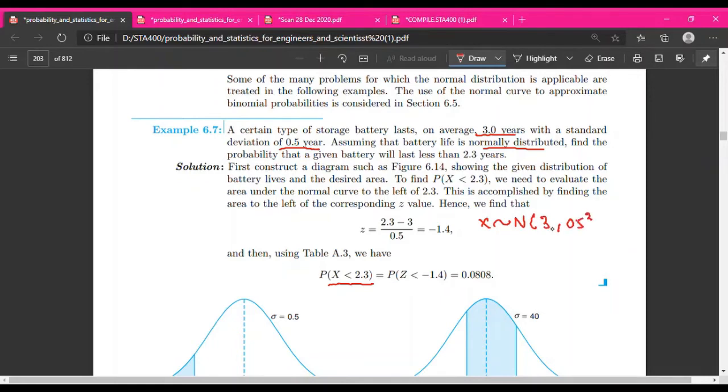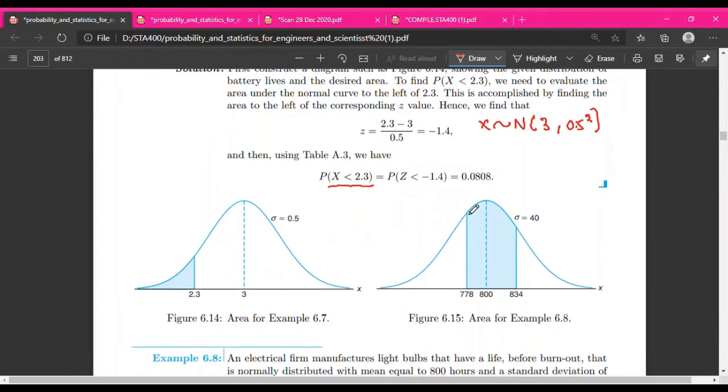Okay, it's normally distributed. So X is normally distributed with mean 3 and standard deviation 0.5. But here we write the variance, so 0.5 squared. Alright, so first of all, we need to convert X to Z because we want to use the Z table. So it will be Z less than 2.5. X is minus its mean 3, divided by its standard deviation. Then we convert to Z. So we will get negative 1.4. Z less than negative 1.4.